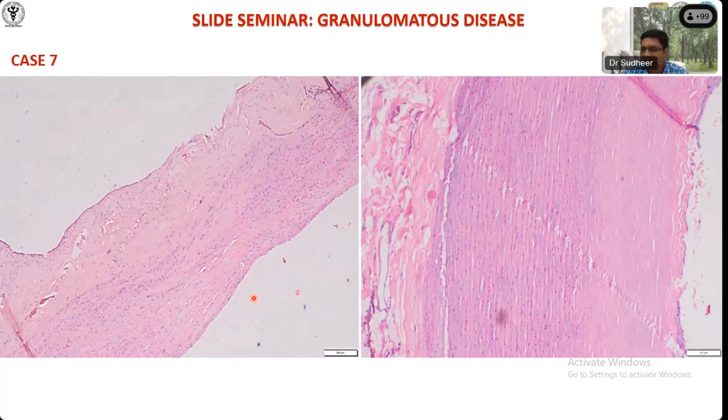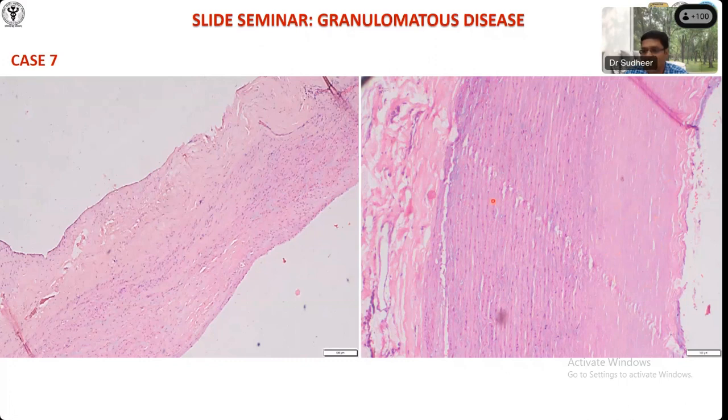Anywhere in the body, any vessels, if they are not involved, will always maintain the contour. Can you see this? There is irregularity in the wall, and there is a lot of fibrosis. If you see the second picture, this is the adventitial aspect. This whole thickness is the media, and this part is not showing any nucleus, right?